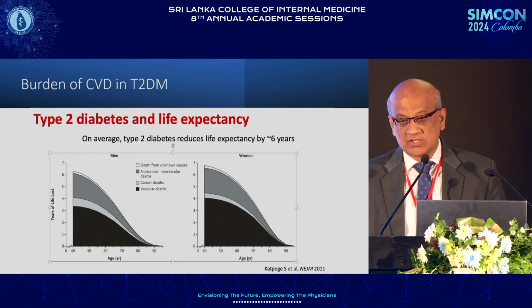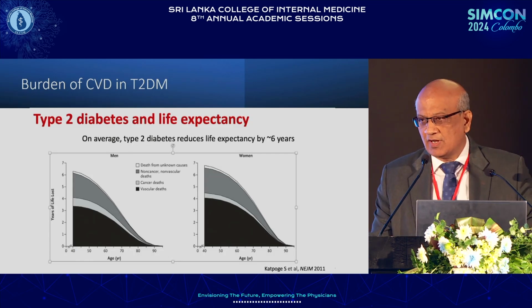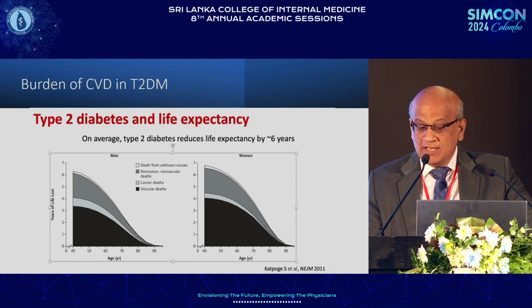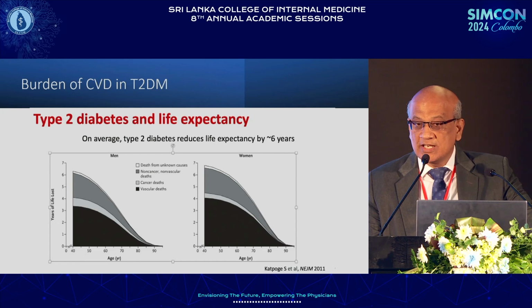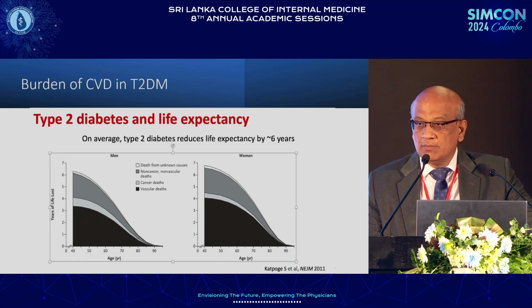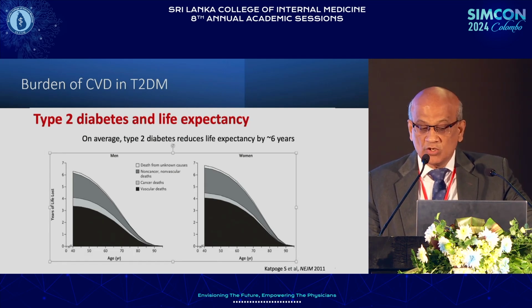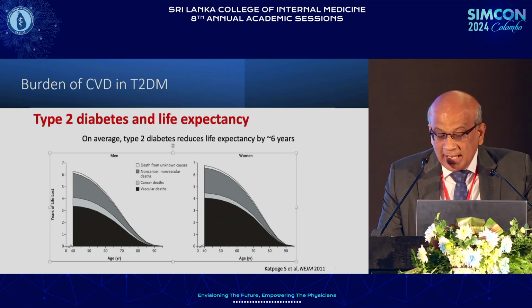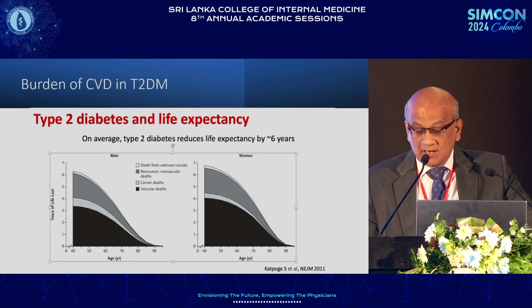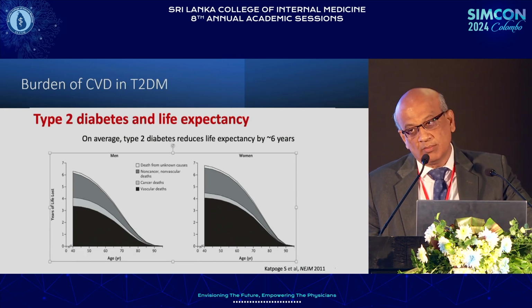this slide again shows some different information from the previous one. What you can see is that in females, the burden of vascular deaths in diabetes is more. Females, unfortunately, have a higher burden of vascular deaths due to diabetes based on the life expectancy data. The black part of the graph shows the vascular deaths. So you can see the burden is more among the females.